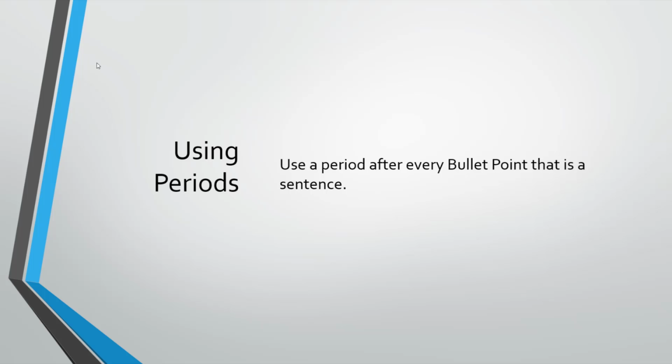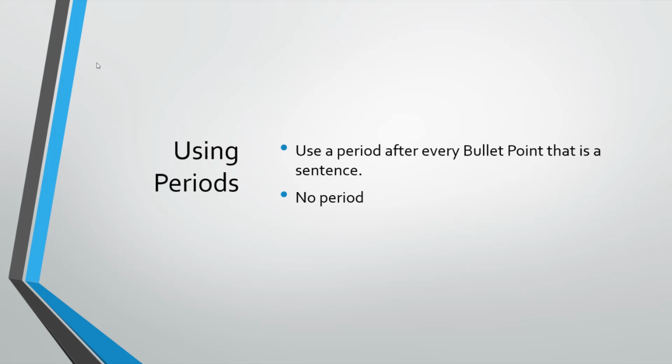Can you use bullet points ending with a period? Use a period after every bullet point that is a sentence. Use no punctuation after bullet points that are not a sentence. Do not use periods on some bullet points and no periods on other bullet points on the same slide. If you start using periods, then use them on all bullet points on the slide.